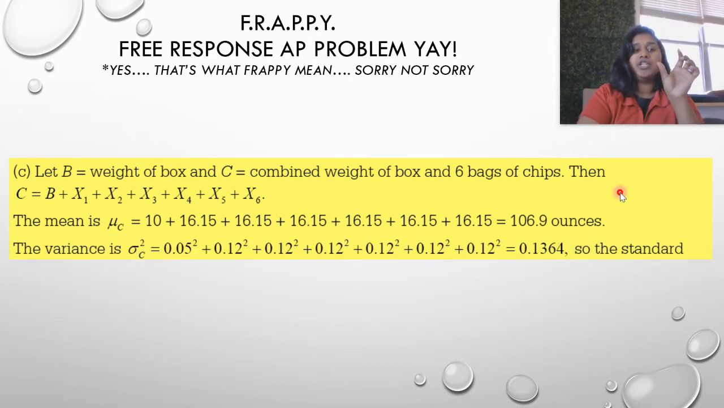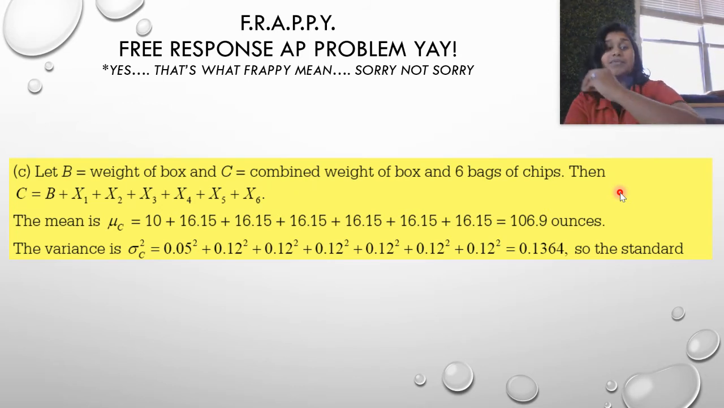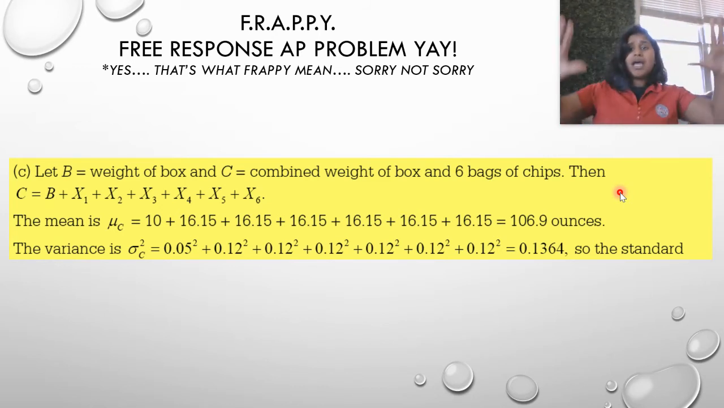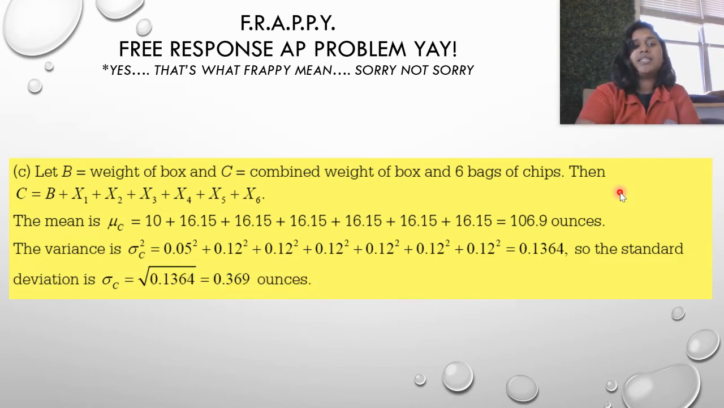The standard deviation of just the weight of the box was 0.05, so 0.05 squared becomes the variance of it. The standard deviation of each bag of chips was 0.12, so 0.12 squared becomes the variance. So I end up adding all my variances, and I end up with 0.1364. But we're not done, because that's just the variance. To get the standard deviation, we take the square root, and we end up with 0.36 ounces.